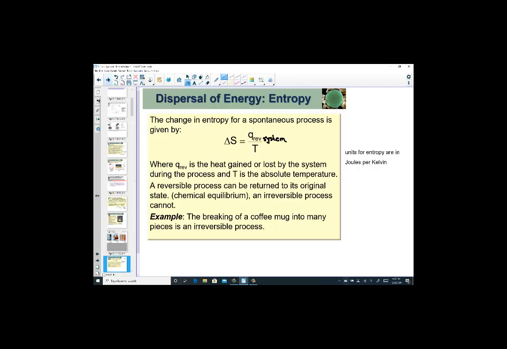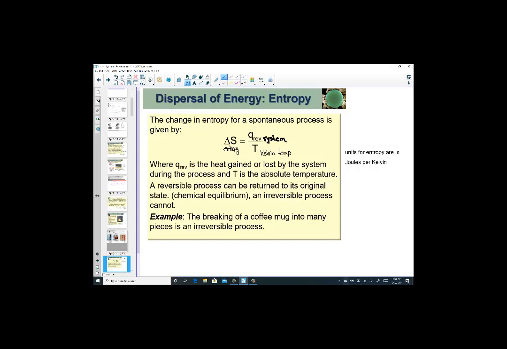The change in entropy for a spontaneous reaction is given by the following equation. The delta S for a spontaneous process, keep in mind this is what we call entropy, is related to the heat of the system over the Kelvin temperature. The heat is what the letter Q stands for. It's heat gained or heat lost by the system during the process. And T is the absolute temperature, which means it's on the Kelvin scale, no negatives. A reversible process can be returned to its original state, and that's what equilibrium is, going forward and reverse reactions. But if it's an irreversible process, we know that it can't. For example, the breaking of a coffee mug into many pieces is an irreversible process.